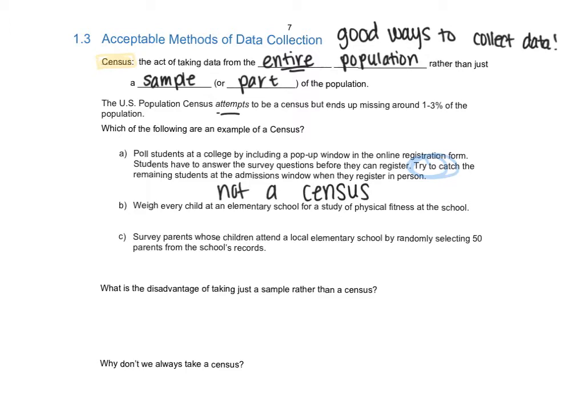What if we weigh every student at an elementary school for a study of physical fitness at the school? So there's a nice key word here. The key word is every, right? If we're at the school, we can definitely force every child to get weighed. Is it necessarily a good thing to weigh students? Maybe not, but we are weighing every single student, so this would be a census. And our final one is survey parents whose children attend local elementary school by randomly selecting 50 parents. And that's my big hint, right? 50 is only a part. So this is not a census.